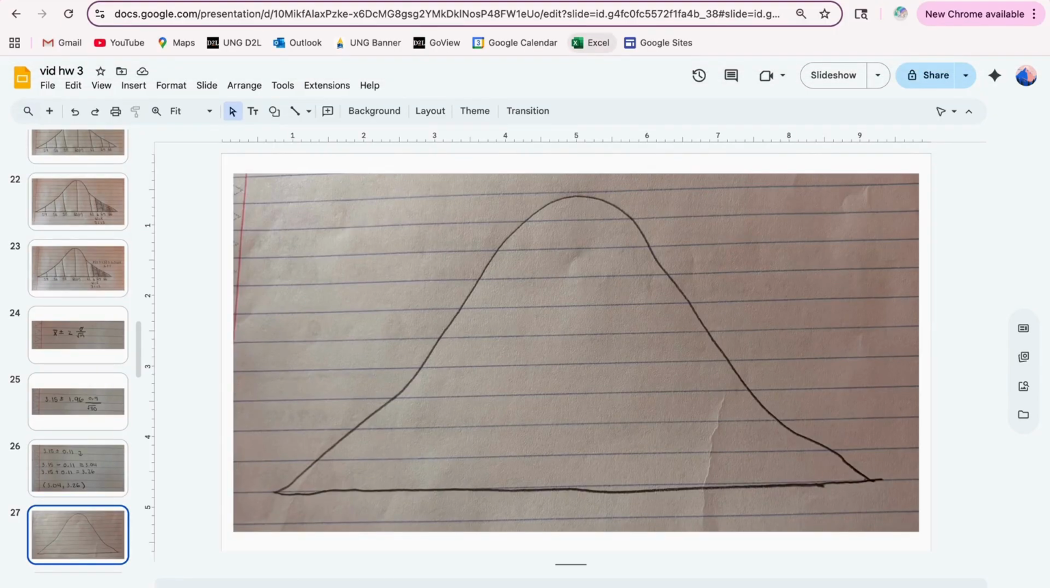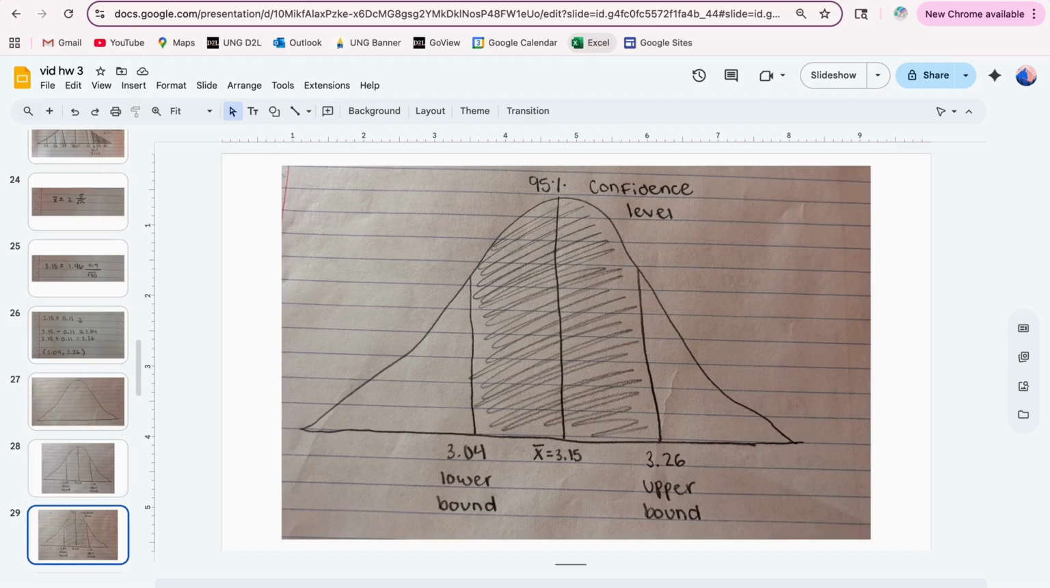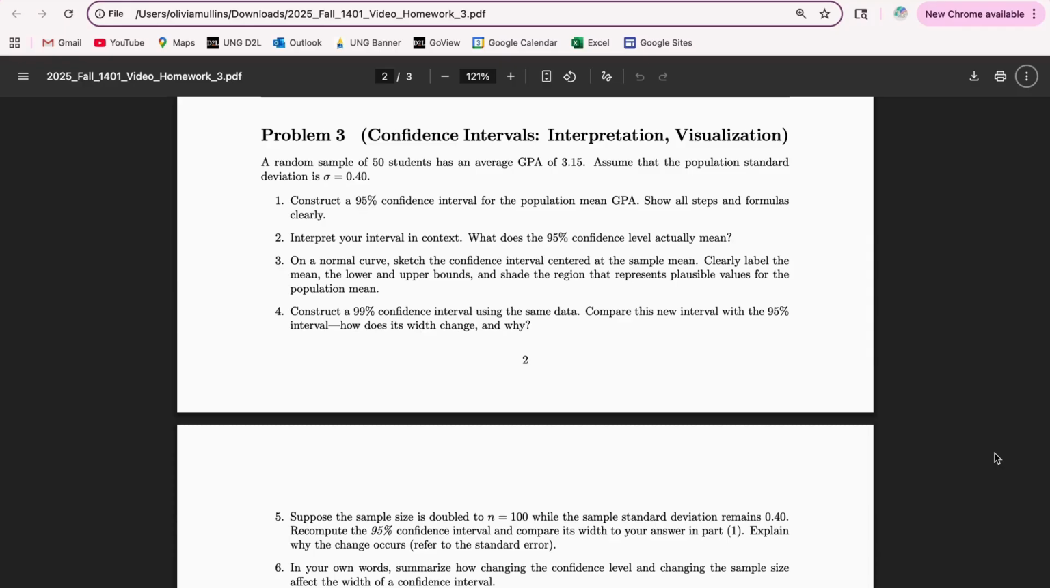To show this, I drew a horizontal line in a bell curve. I labeled the center as the sample mean 3.15, then marked the lower bound 3.04 and the upper bound 3.26. I shaded the area between them to show the middle 95% of possible sample means. That's our confidence interval.